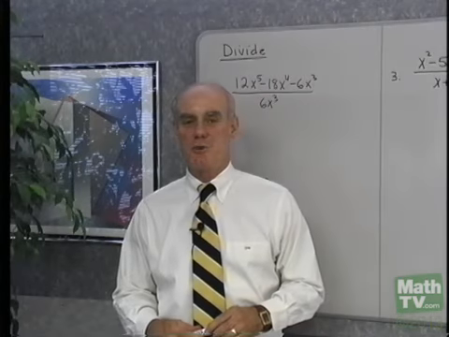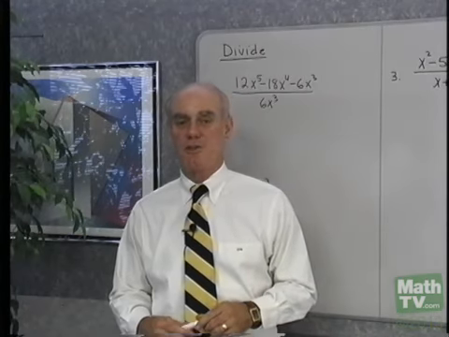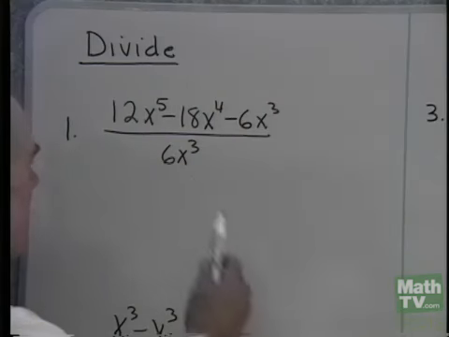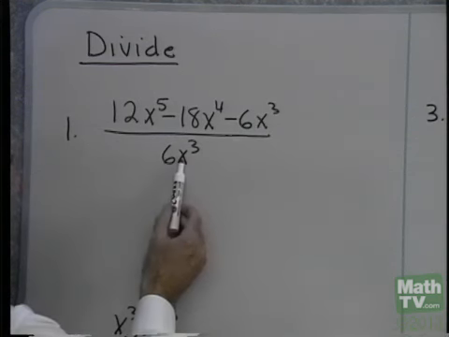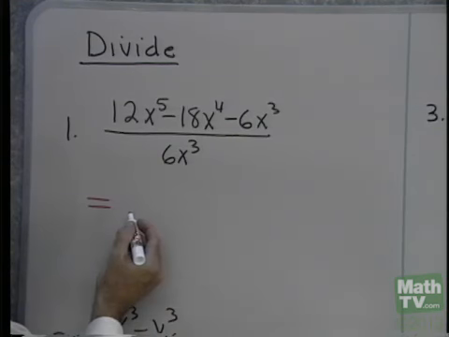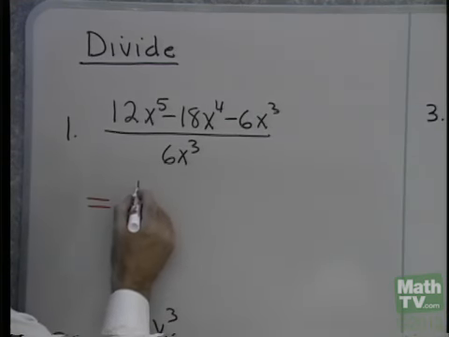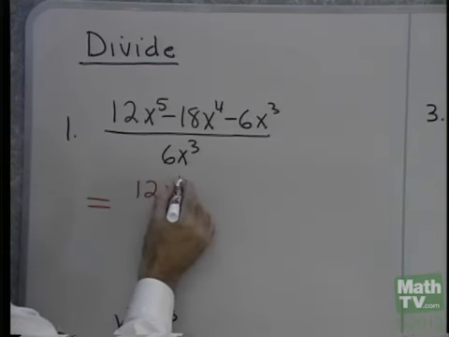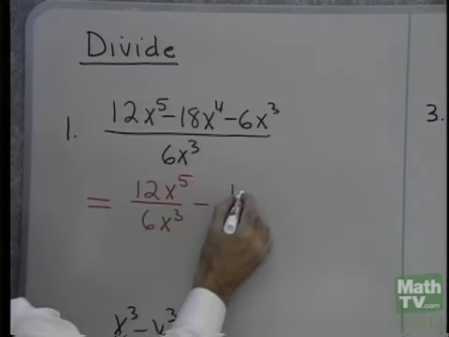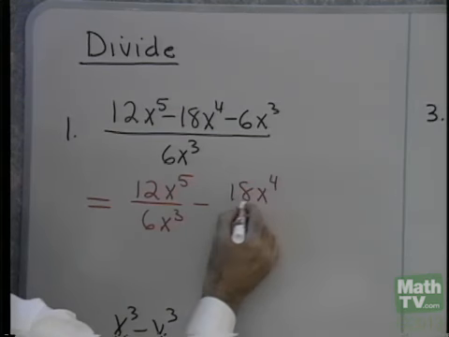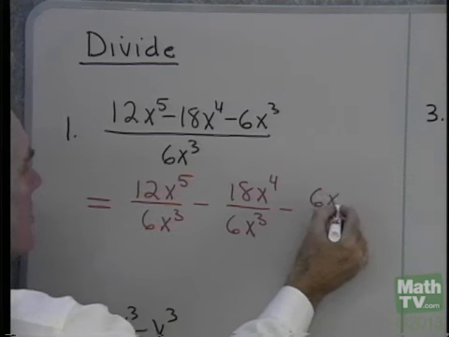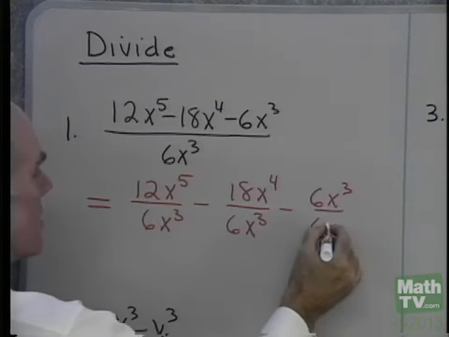Now we want to look at division with polynomials, and some of it will look very similar to what we did when we reduced rational expressions to lowest terms. Here I have this polynomial divided by 6x cubed. The instructions are divide. Now I'm going to use something similar to the distributive property when I divide by a monomial and simply write each term in the numerator over that denominator. So here I'm going to have 18x to the fourth over 6x cubed, and then 6x cubed over 6x cubed.